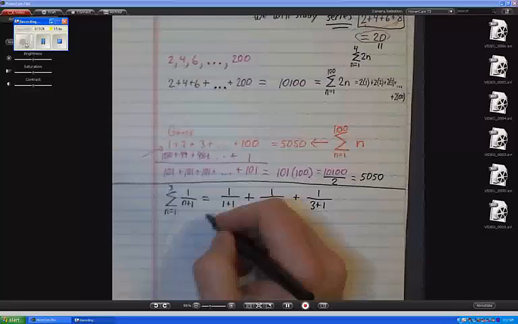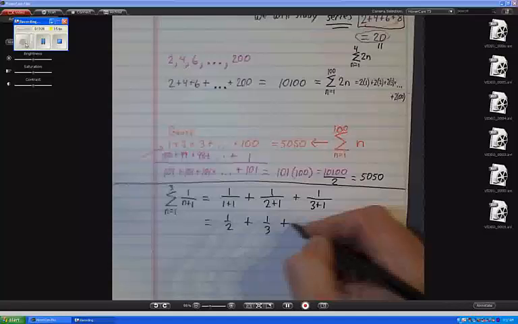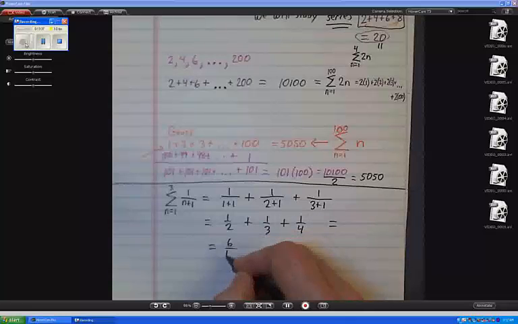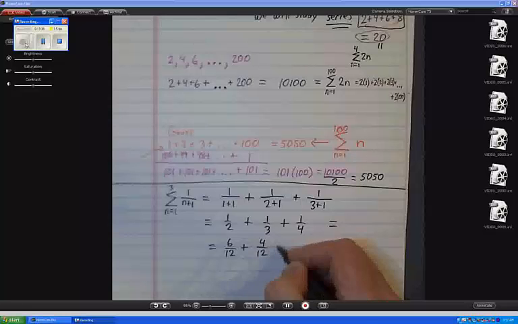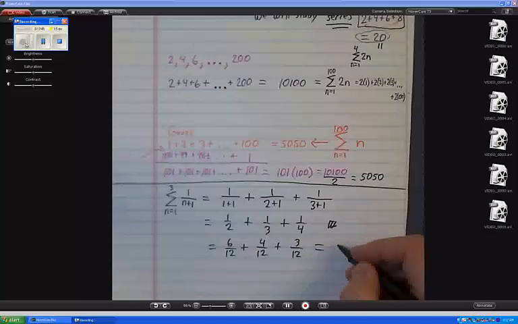You get 1/2 plus 1/3 plus 1/4, which equals, oh, we don't know? All right. I'll help you out. 6/12 plus 4/12 plus 3/12. We need a common denominator of 12, and so I get 13/12. Very nice work.